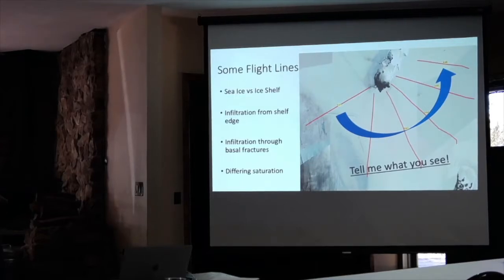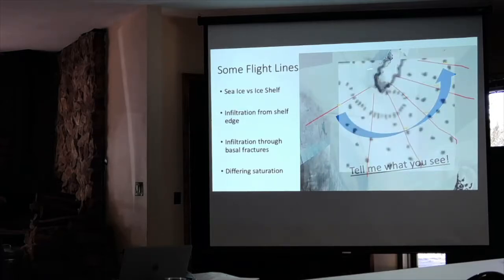So this is just the context when we switch to the ice shelf. What we're going to do is take a swath across these lines. These are radial from McMurdo. We're going to start with this one and work our way over to this one. Some of the things we're going to see, and I would love for you to tell me if you see anything else or have any ideas: we can see the difference between sea ice and the ice shelf. That's a pretty easy thing to see. We can see infiltration from the shelf edge. We can also see what I think is infiltration from basal fractures, and potentially different saturations, either from ablation of ice or the migration of that brine along the firn-ice interface.